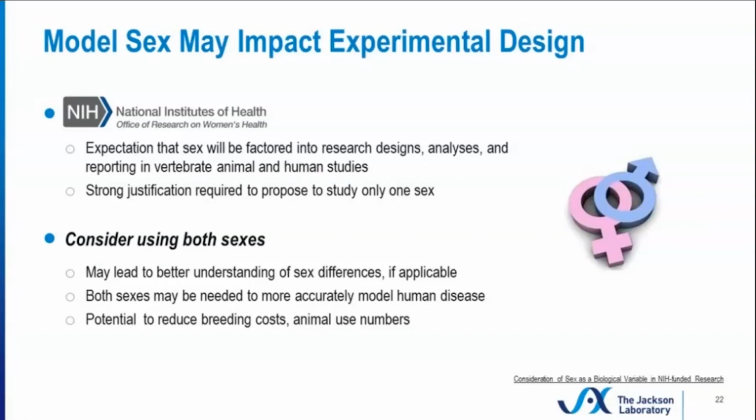It would lead you to a better understanding of the sex differences, like the variations you saw in those NOD/ShiLtJ mice results. Both sexes may be needed to more accurately model the human disease. As I was telling you before, one model might not be enough to recreate the whole disease. Sometimes you might need to look at both sexes to get a better, stronger data set.